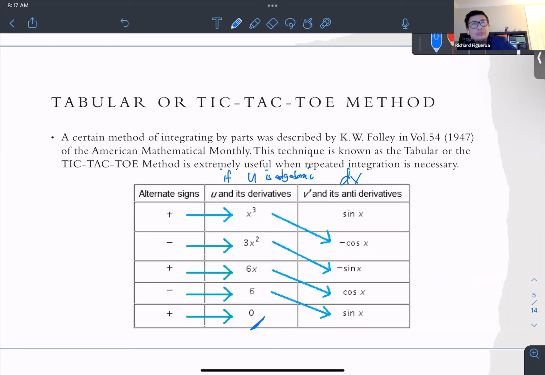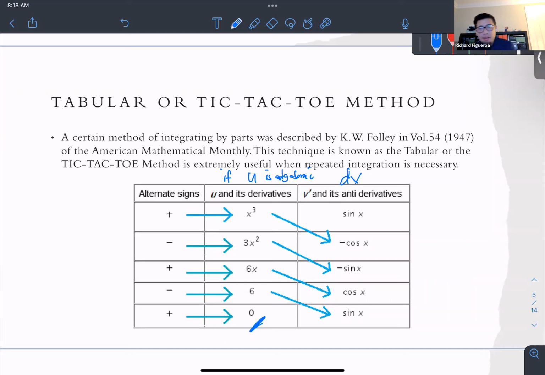Other than that, gamitin mo na lang yung unang approach, yung UV minus VDU. Okay? So baka mas malito ka sa table na to. So bakit? Kasi sa tabular method, ang Q mo kasi dito na mag-stop ka once the derivative is already 0. And it's only the algebraic function that will yield to 0. Okay? Actually, may mga algebraic functions pa na sometimes hindi siya leading to 0 after multiple derivatives.